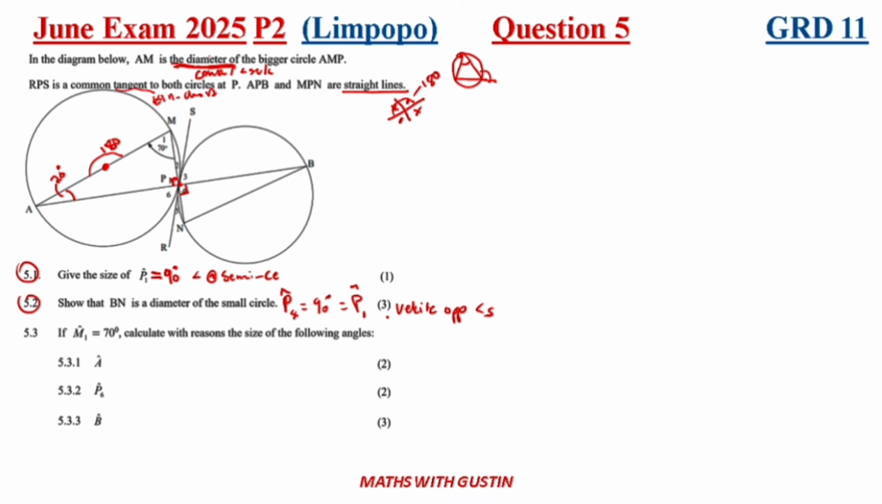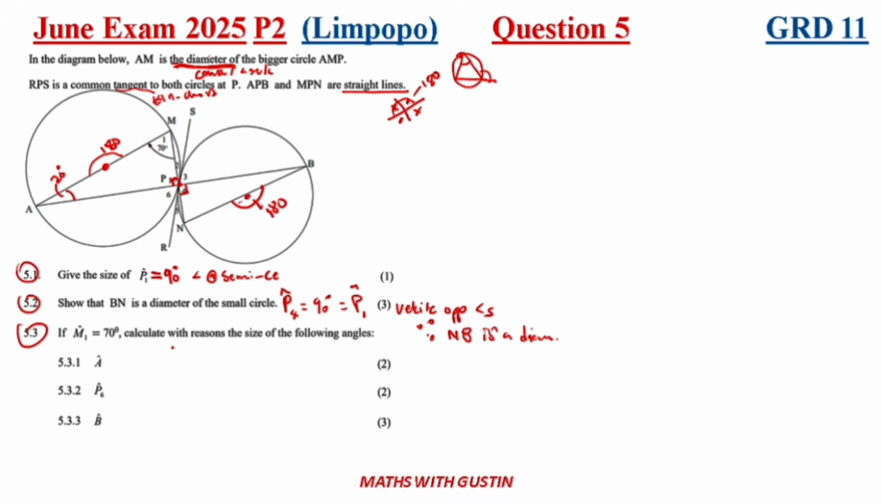Therefore, I'm writing everywhere now. Therefore NB should be a diameter. NB is a diameter. Yes, it's a diameter because if this is 90, therefore this is 180. So angle at the center is twice the angle. And if that's the case, therefore NB would have to be a diameter. Right. 5.3, they said if M1 is equal to 70.